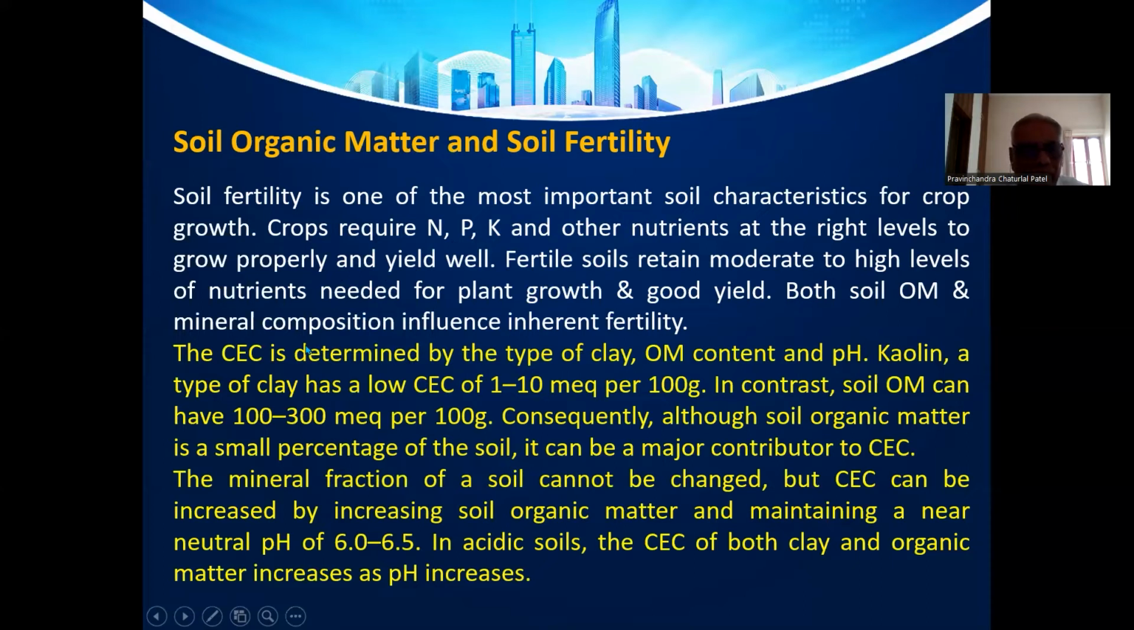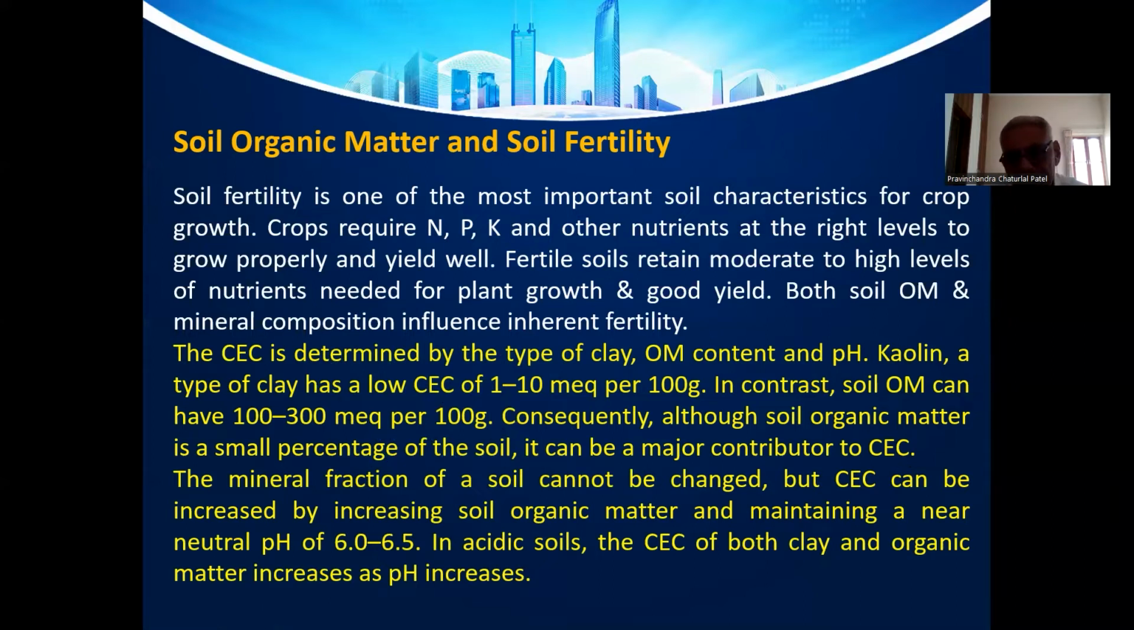Fertile soil retains moderate to high levels of nutrients needed for plant growth and good yield. Both soil organic matter and mineral composition influence inherent fertility. The cation exchange capacity is determined by the type of clay, organic matter content, and pH. Kaolinite, a type of clay, has a low cation exchange capacity of 1 to 10 milligrams per 100 grams. In contrast, soil organic matter can have 100 to 300 milligrams per 100 grams cation capacity. Consequently, although soil organic matter is a small percentage of the soil, it can be a major contributor to cation exchange capacity.